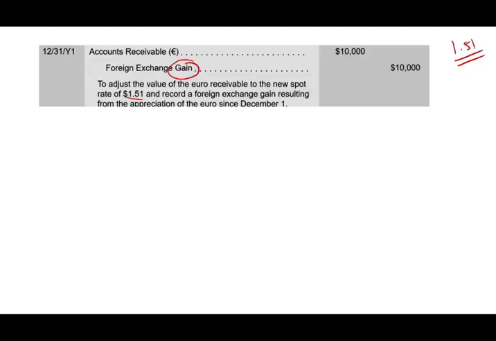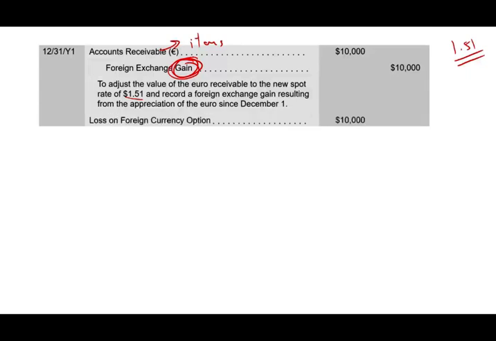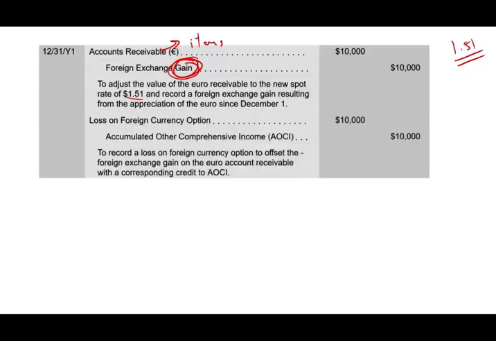The hedged item, the receivable, and the instrument work exactly the opposite way, not the same way. So if you had a gain on the hedged item, you're gonna have an exact loss on the instrument. So you're gonna debit loss on foreign currency option. Notice you had a gain of 10,000. You have to record a corresponding loss. And you're gonna credit accumulated other comprehensive income 10,000.